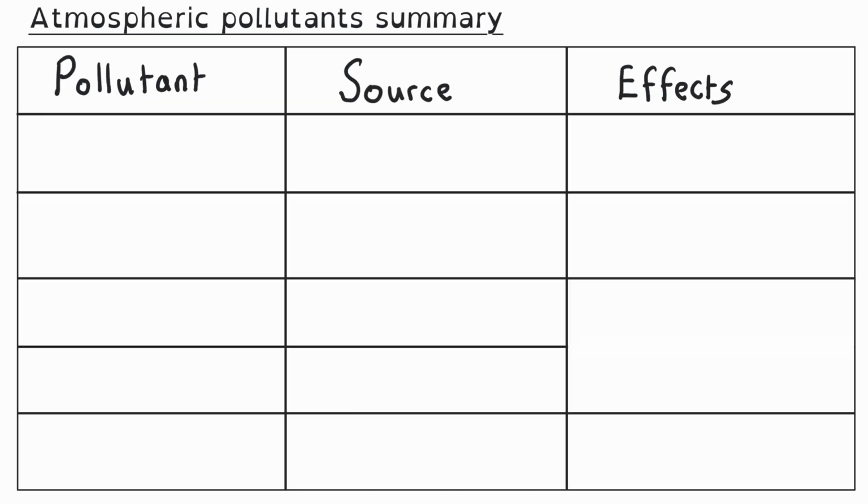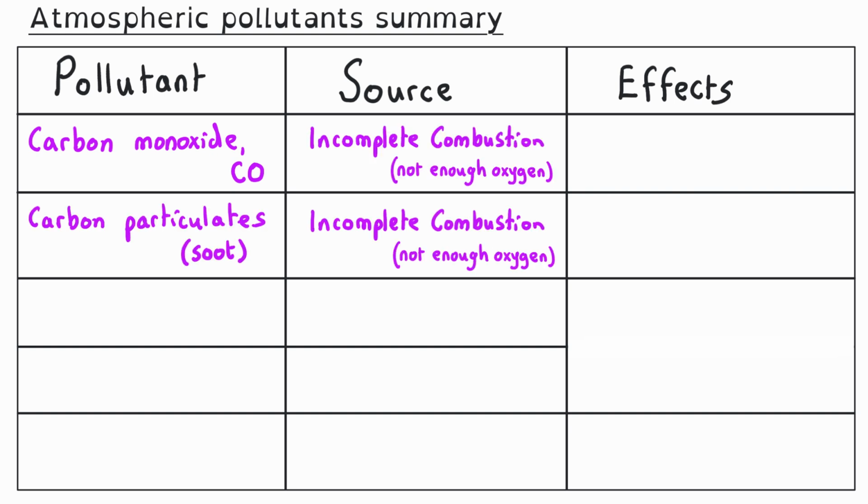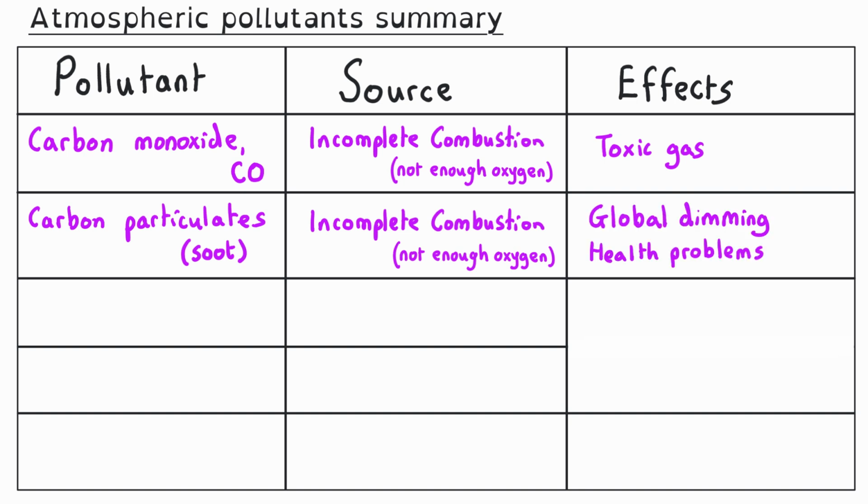There are 5 main pollutants that you need to know about, and I'm going to summarise all 5 of them here, including details about where they come from and what their effects might be. First of all, we have carbon monoxide, CO, and carbon particulates, also known as soot. Both of these come from the incomplete combustion of fuels. That means where there is a limited supply of oxygen and we are burning the element carbon. Carbon monoxide is a toxic gas, and carbon particulates can cause global dimming and also health problems.